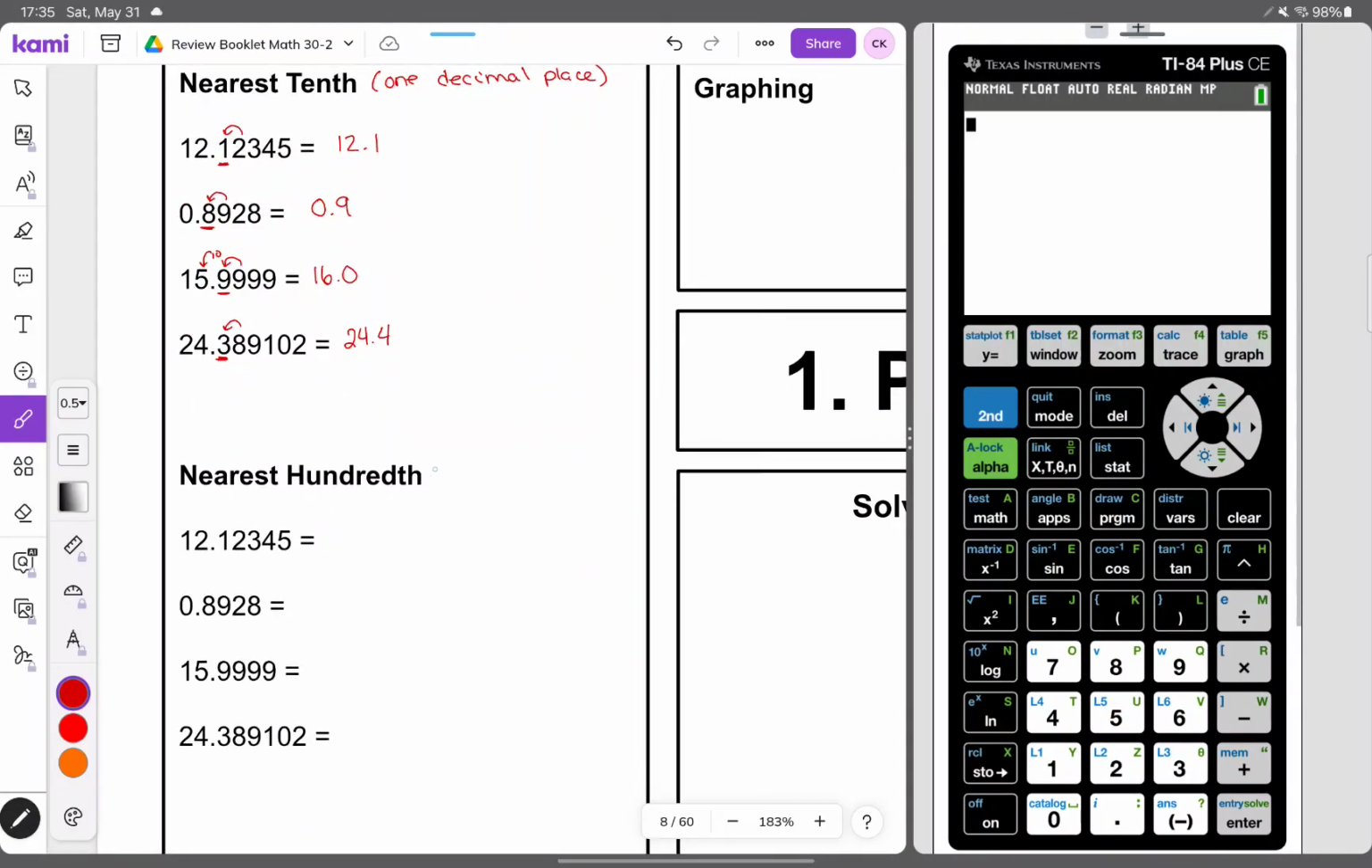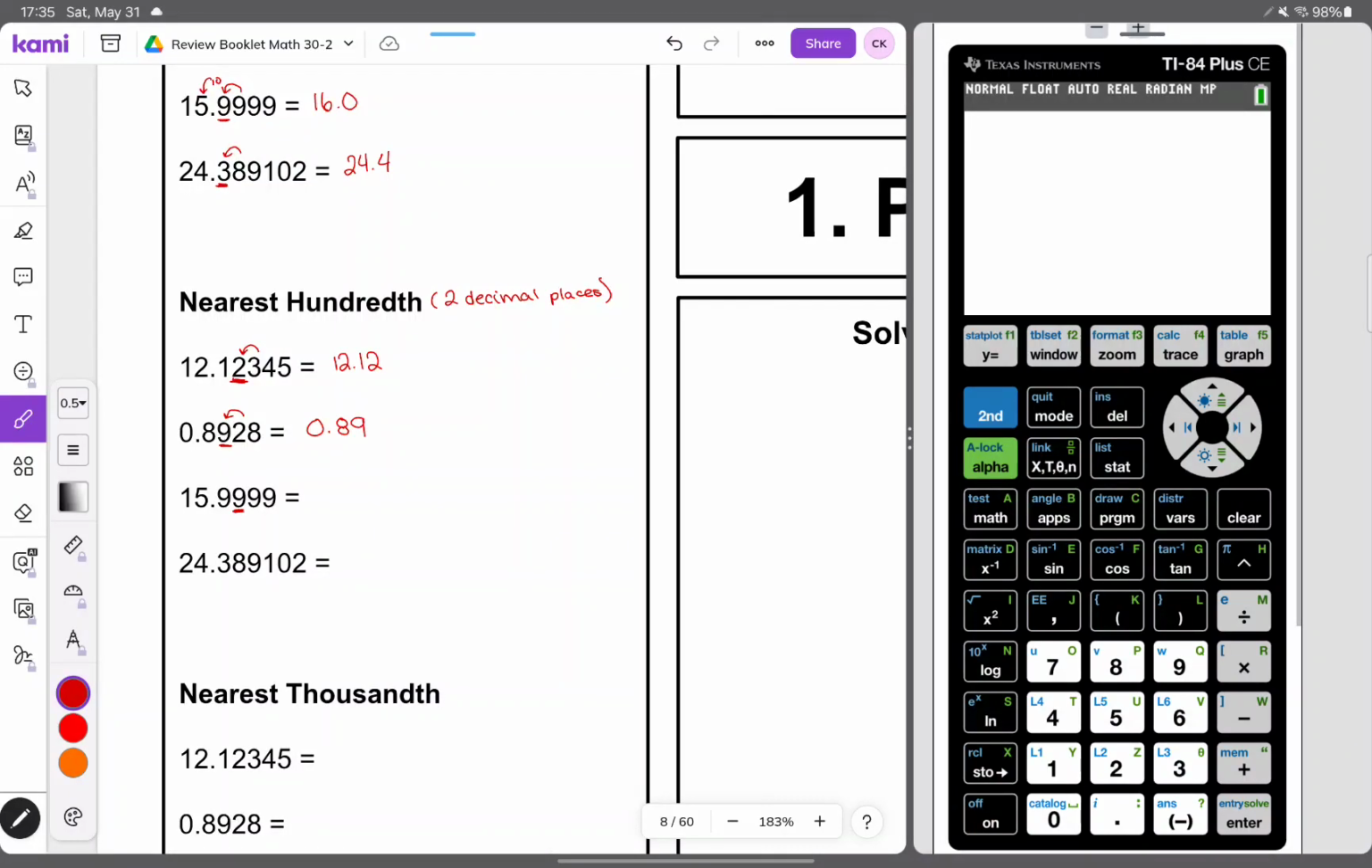Nearest hundredth, that means 2 decimal places. So now I'm rounding here to the nearest hundredth, looking beside, not enough to bump us up, so it's going to stay 12 and 12 hundredths. Looking here, beside us is a 2, not enough to bump us up, it's going to stay 0.89.